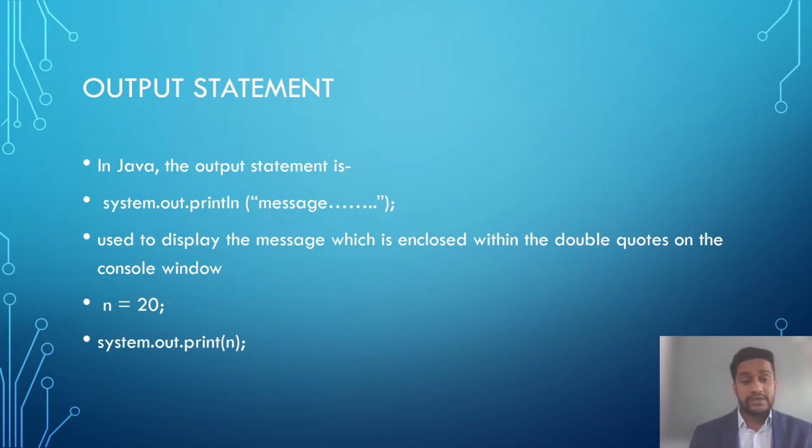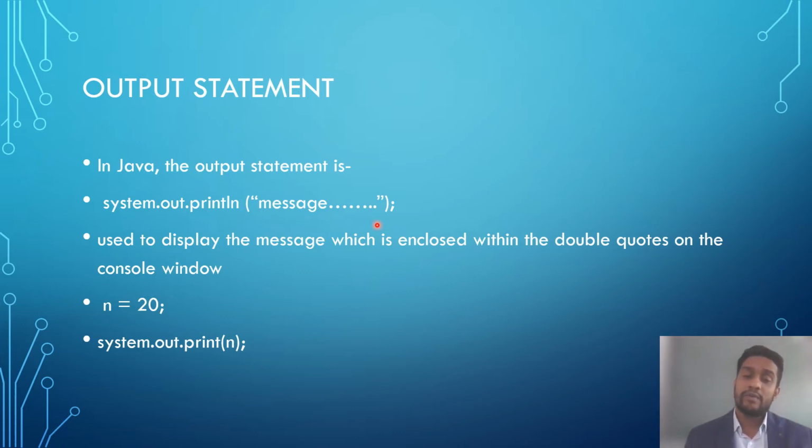What is an output statement? In Java, the output statements we are representing by System.out.println and inside it the message. For an example, the S should be capital here. System.out.println, and if you want to enter a value, put the variable name over here, and if you want to give any message, you have to write it in double inverted commas.